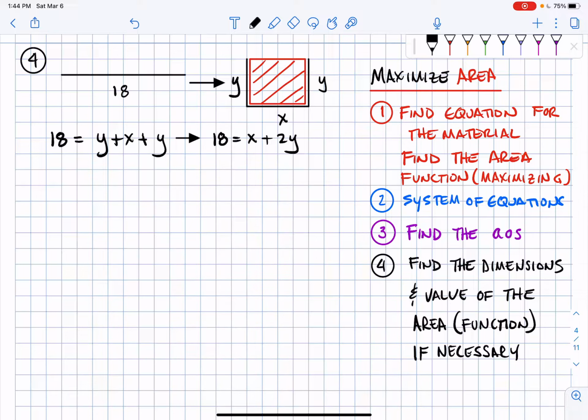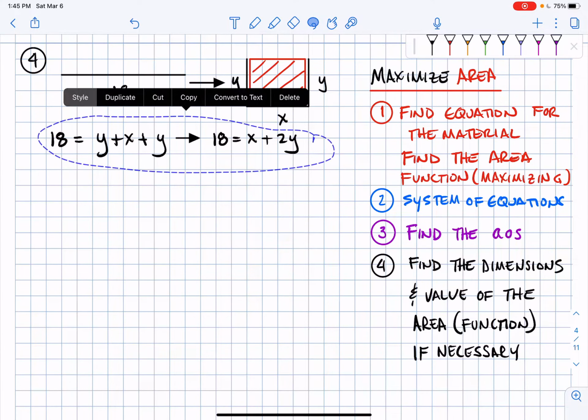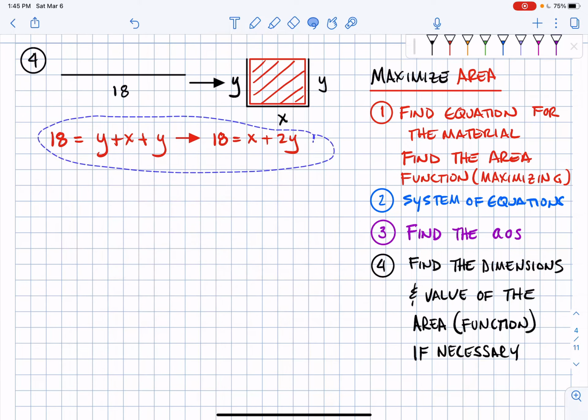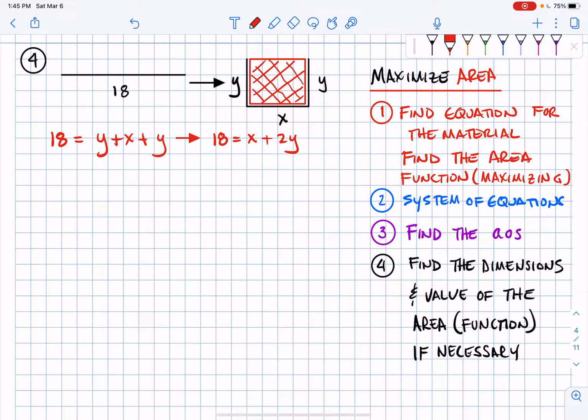Now, you know what I should do? Make this red, and keep that red marker, because I want to find the area. That's what I'm trying to maximize. So that shaded red area that you see here is what I've got to find. Well, that area is going to equal base times height, which is x times y.